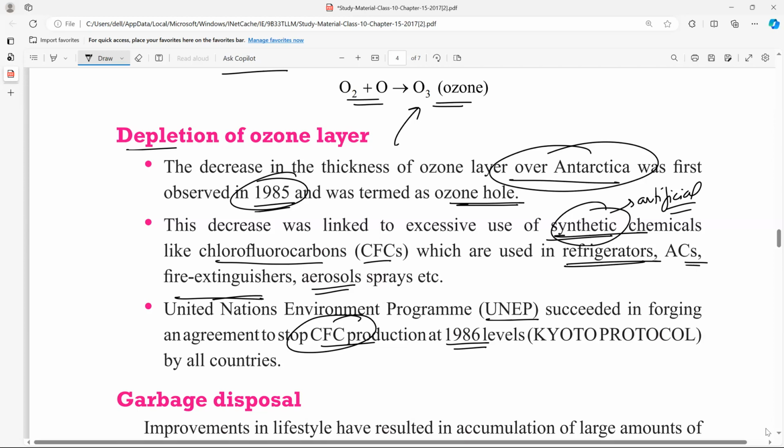but now it is being banned. The name of this agreement is the Kyoto Protocol, adopted by all countries. This was a protocol by which all countries agreed to ban CFC so that it will not deplete the ozone layer. Many questions may come from this: what is the main cause of ozone layer depletion, in which year it was first detected, where it was detected, what is the name of the programme, and what is the name of this protocol? Okay, got it?